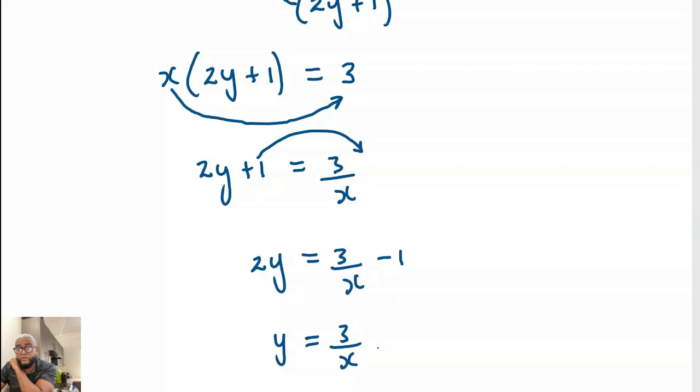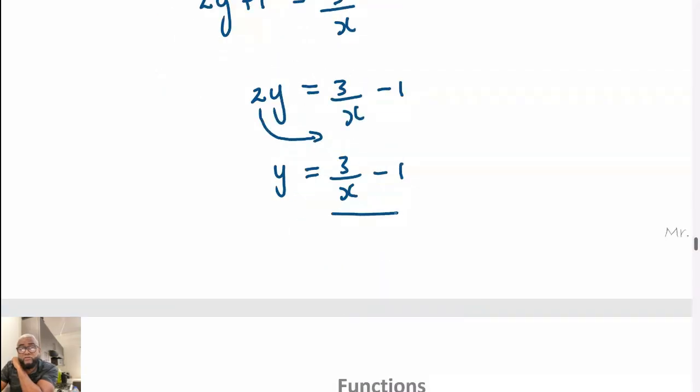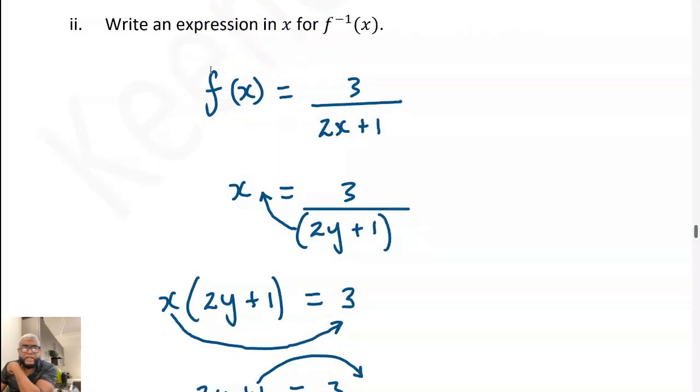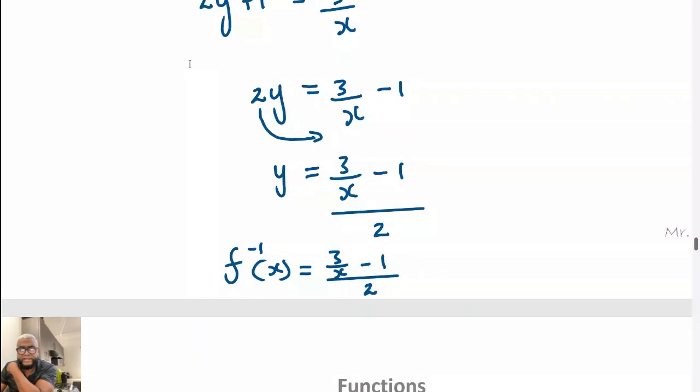y is equal to 3 over x minus 1. What do I do with the 2 when I carry it there, guys? Divide. So it's going to be that all over 2. Last step. Replace y with what? Inverse. So f inverse of x is equal to 3 over x minus 1, all over 2. And that is all they asked us to find here.